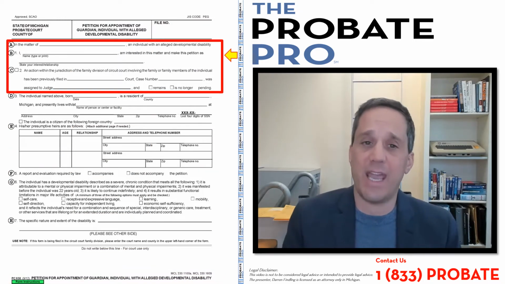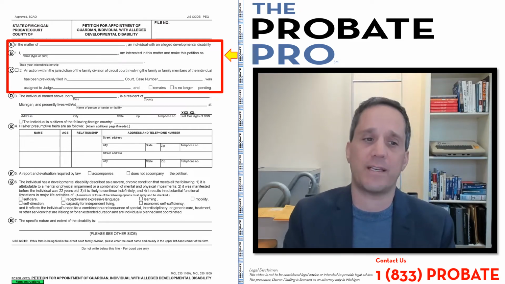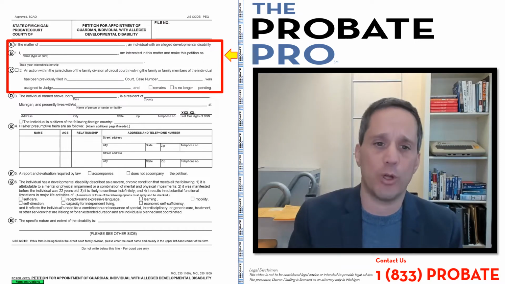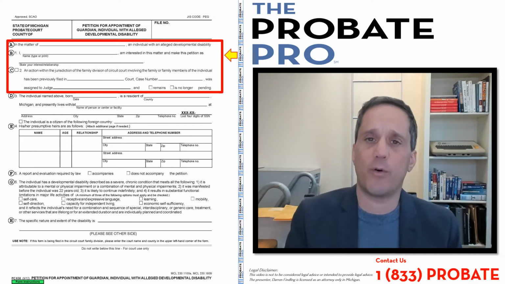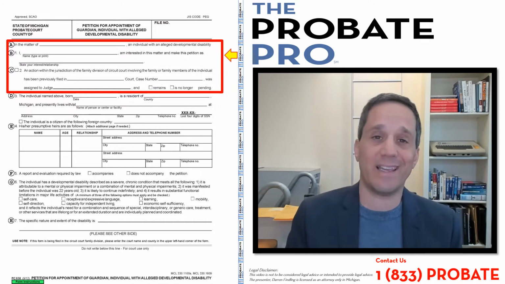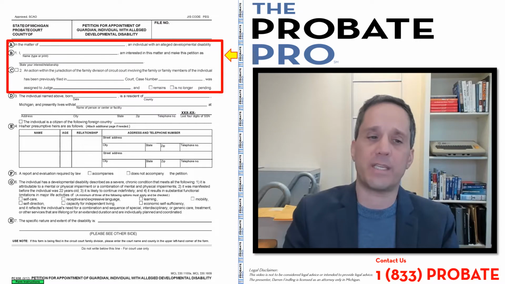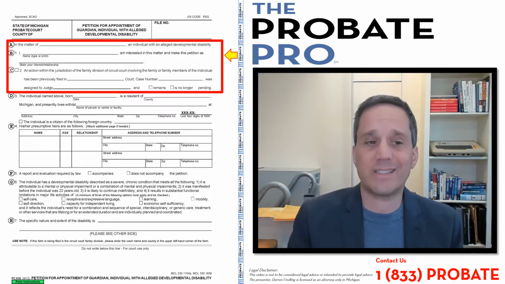The section A, we'll use those section numbers or section letters to help identify where we are in the matter. This is simply the name of the individual who you are filing the request for the petition for guardianship, who has a developmental disability. The name of the person that's filing it is under B. So A is the person that is the subject of the petition. B is the person that's actually preparing the petition. And you can state your interest.